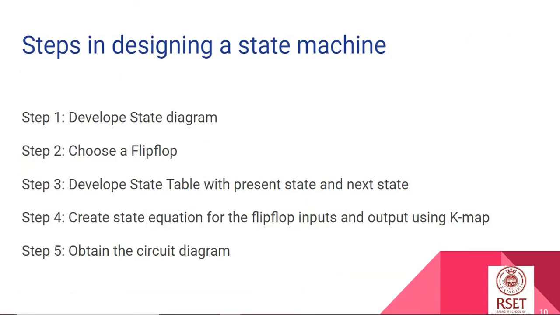So we can go to the steps of designing a state machine. In general, these are the steps. First, you develop a state diagram for the function that is required. Choose the required flip-flop, and we must be aware of its excitation table. Then we must develop the state table with the present and the next state. We have to create a state equation for the flip-flop using a K-map, and using this logic we can obtain the circuit diagram. So these are the steps in general. We can see this in detail in the coming slides.